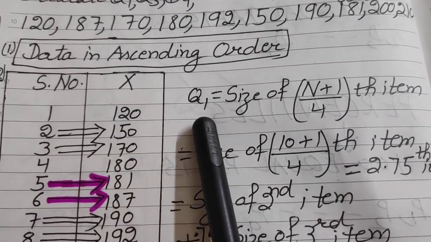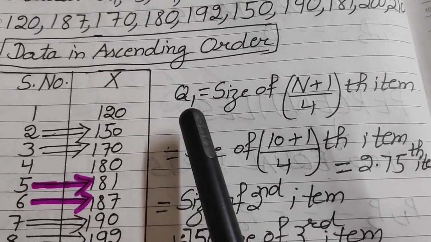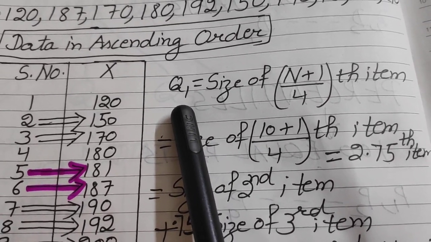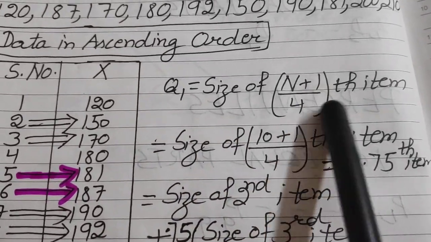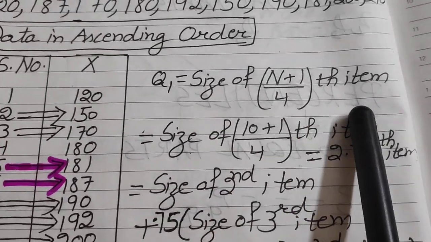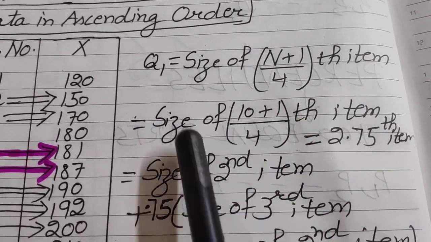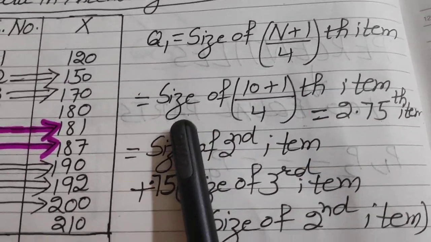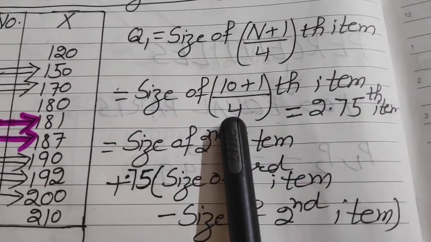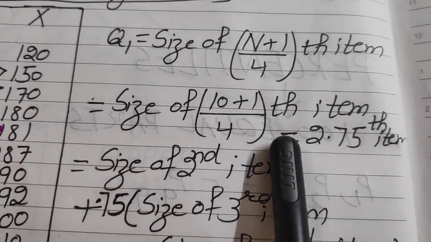what is the formula of Q1? Q1 covers 25% of the items. That's why the formula is size of (n plus 1) by 4th item. That means 1/4, 25%. Here n is 10 in this question. Now put the value here, size of (10 plus 1) by 4. It comes to be 2.75.